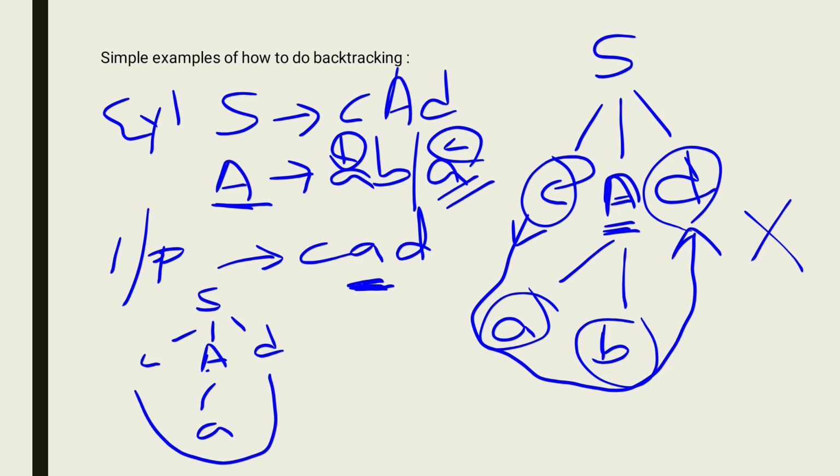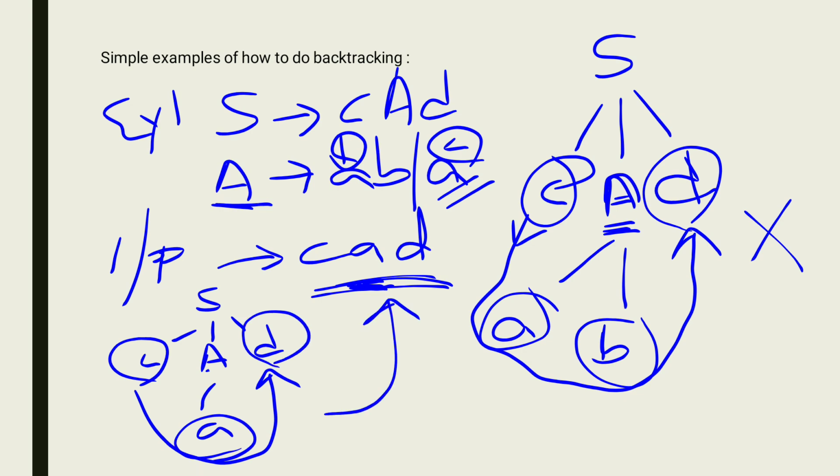So here comes C, A, T. Our output production is producing C, A and D. This is how backtracking works. Now if this doesn't work, we have to backtrack.